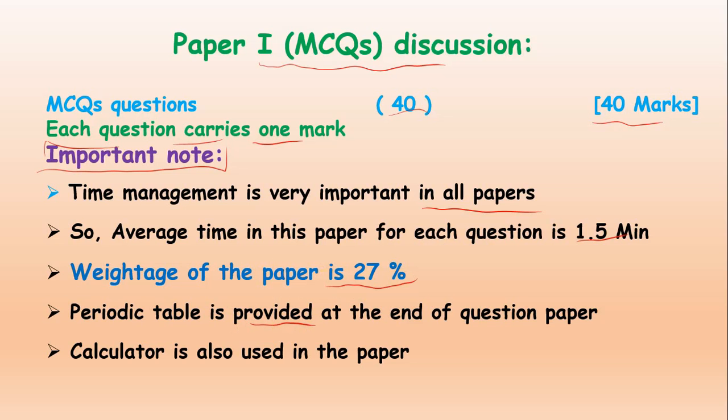The periodic table is provided at the end of the question paper and you have to use it properly. There are many questions in paper 1 related to the periodic table. Just go through the periodic table and the answer will be very easy. The calculator can also be used in this paper because there will be mole calculation problems, stoichiometric calculations, averages, or graph work.